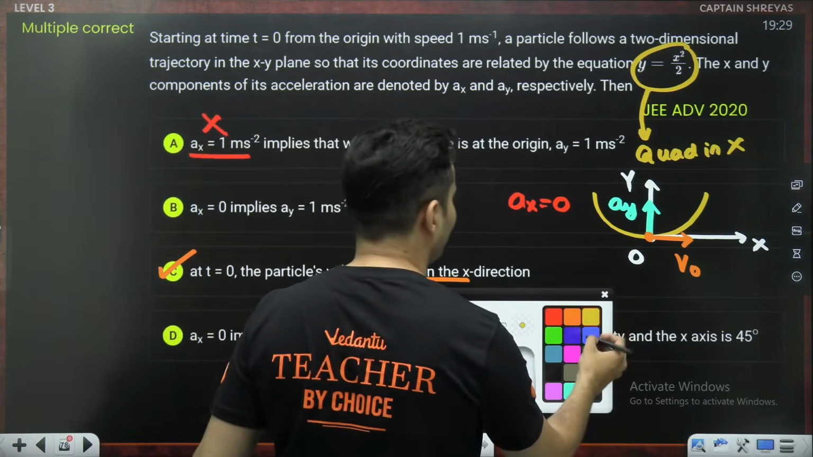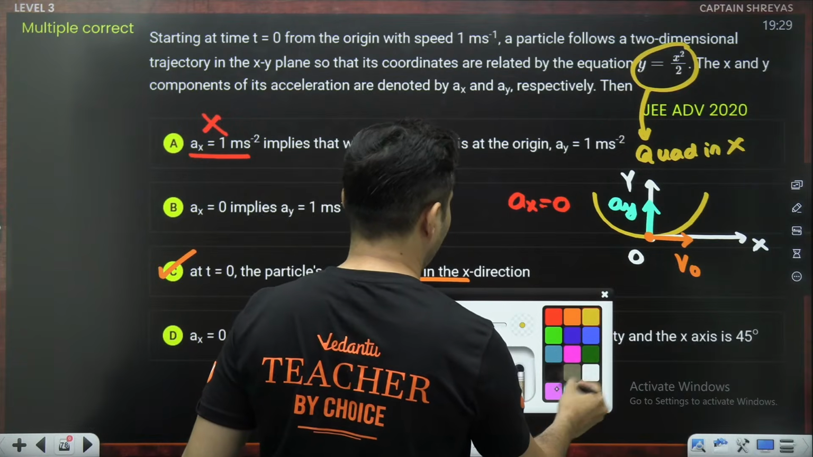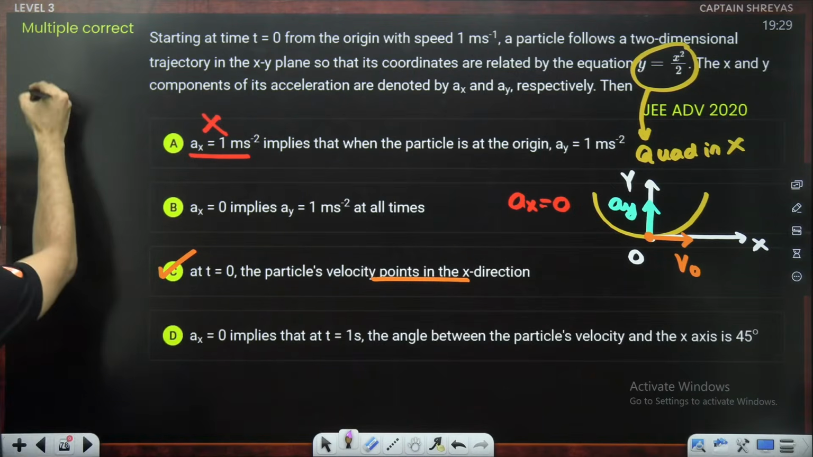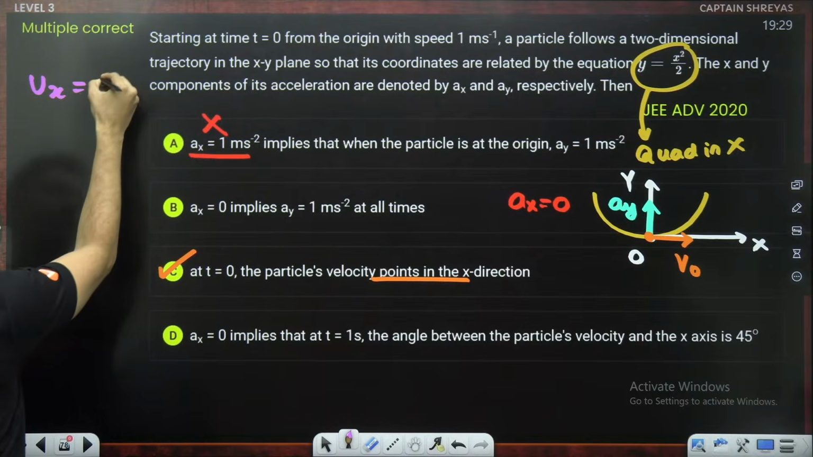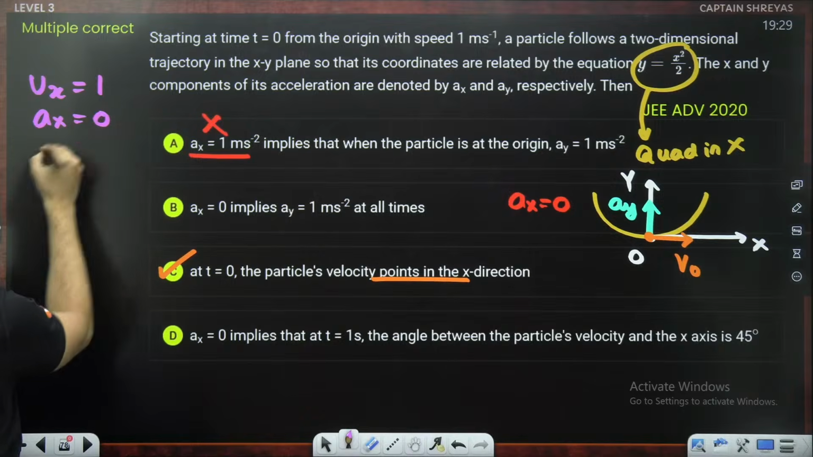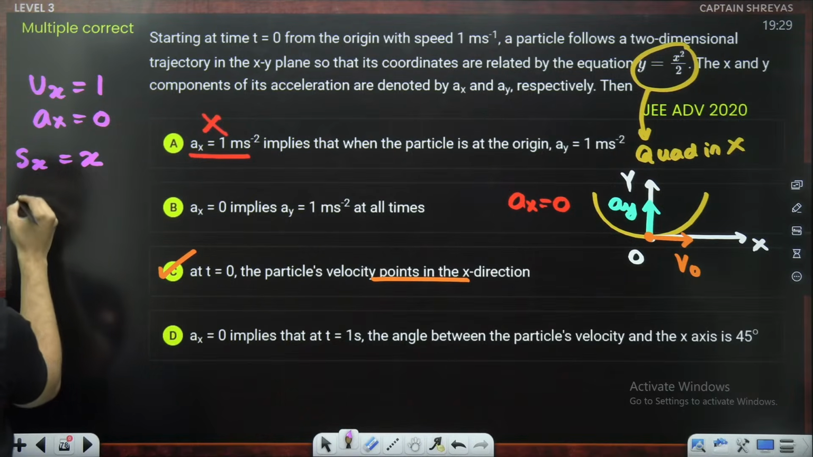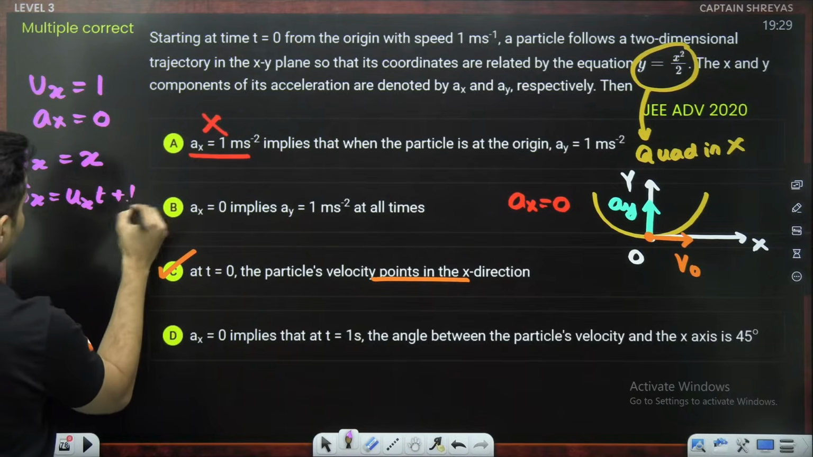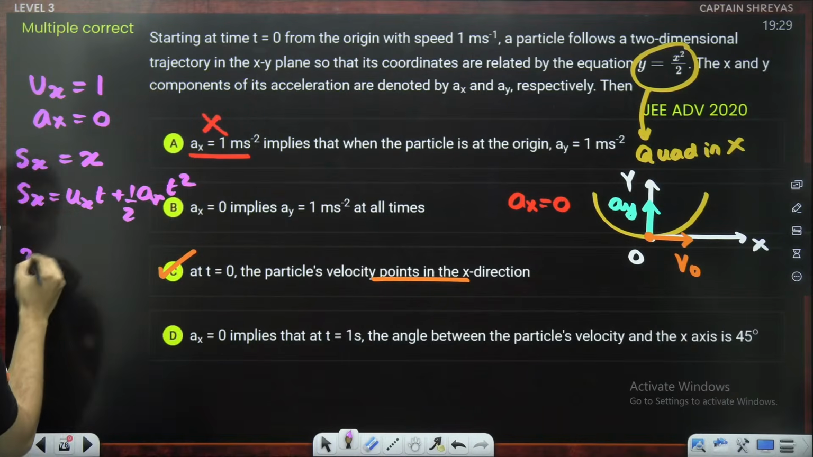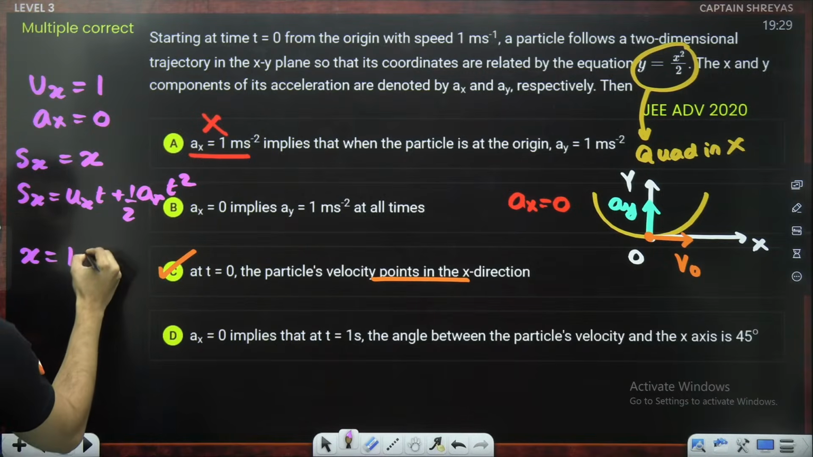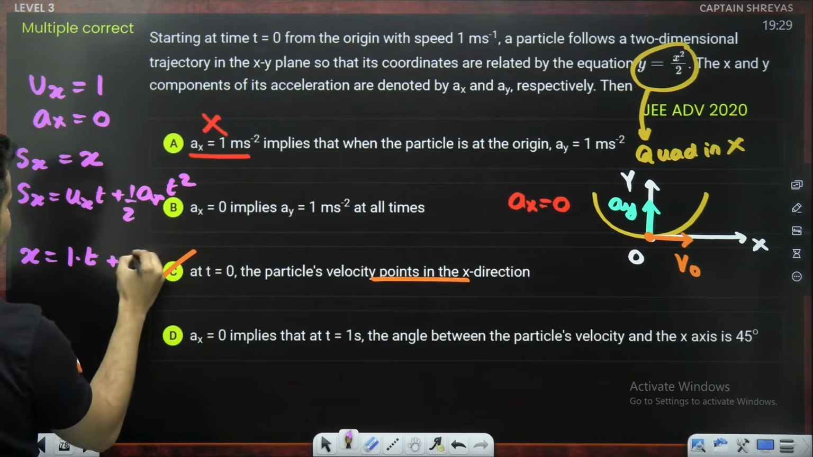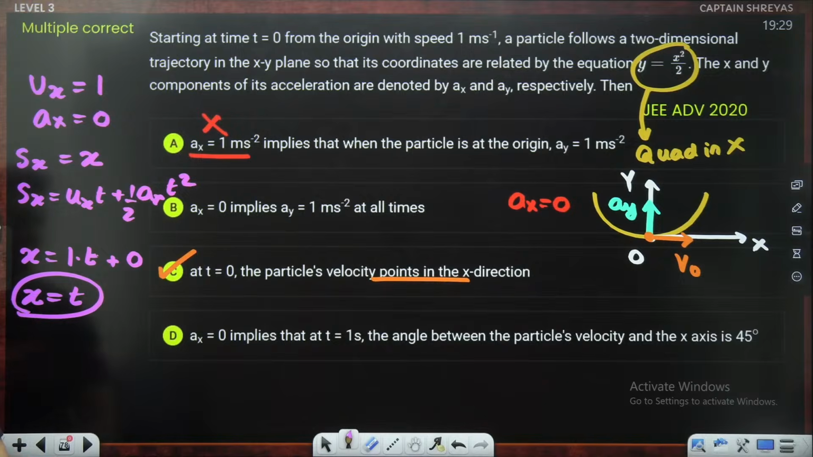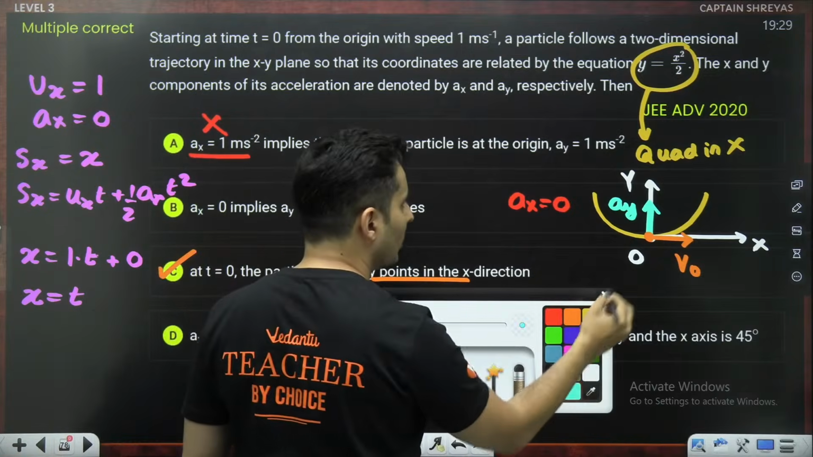Okay, I know what we can do. Let's go to the x direction first. In the x direction, there is no acceleration. Initial velocity in the x direction is 1. Acceleration is 0. So displacement will be the x coordinate. Using the equation Sx is equal to uxt plus half ax t square, x will be equal to ux, which is 1, times time, plus ax which is 0. So x will be t. This is one simple thing which I am getting.